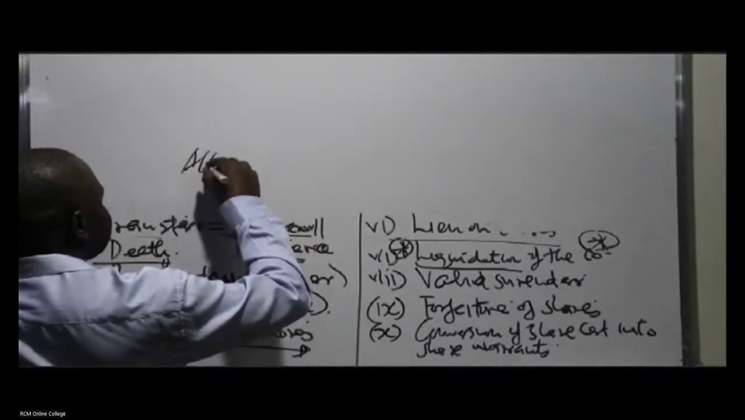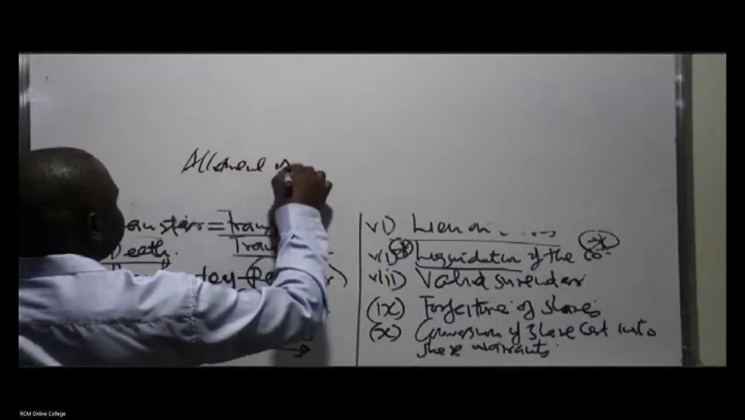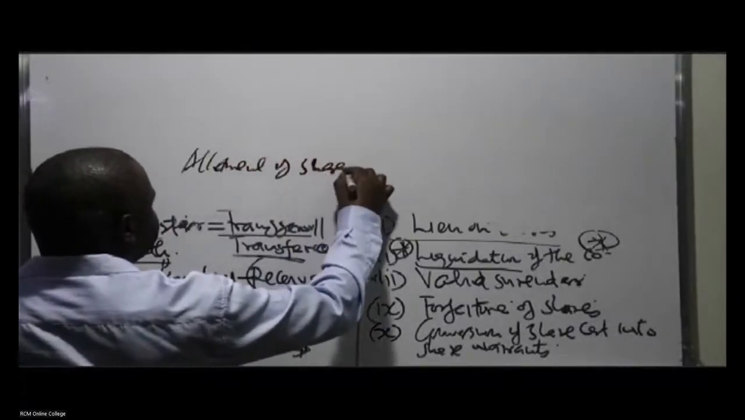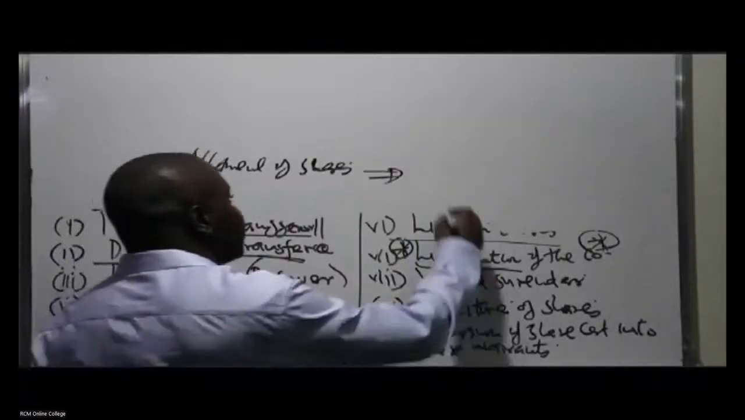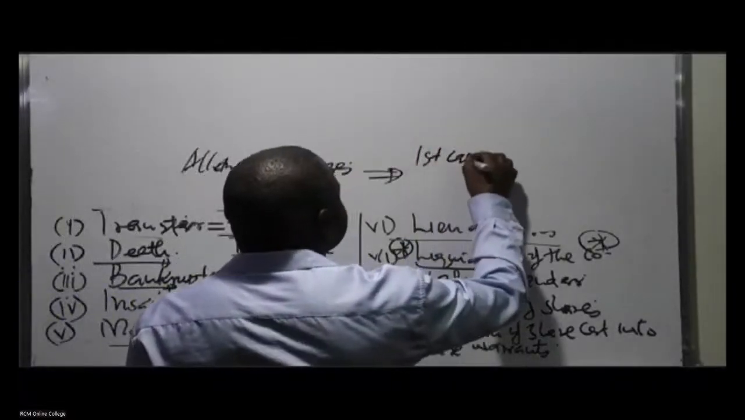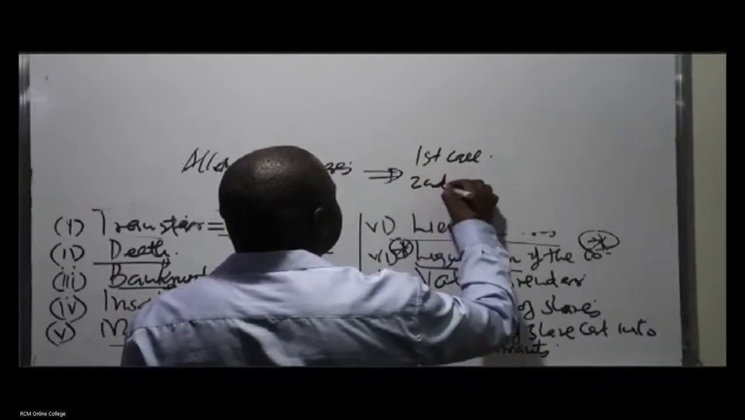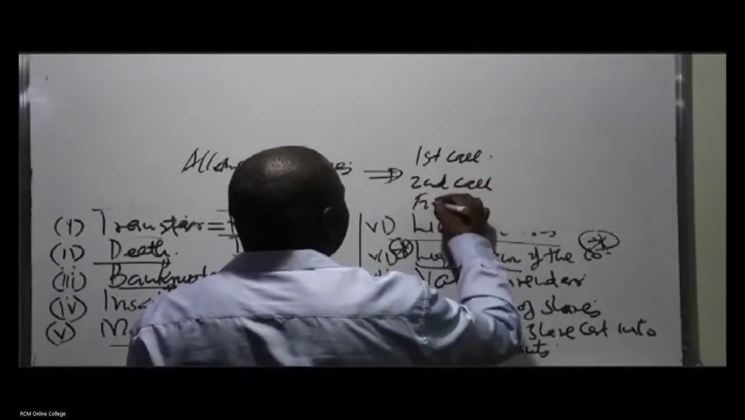But now, if you've done financial accounting, you must have done allotment of shares. In an allotment of shares, you are going to be told something like the first call, second call, then maybe the final call.